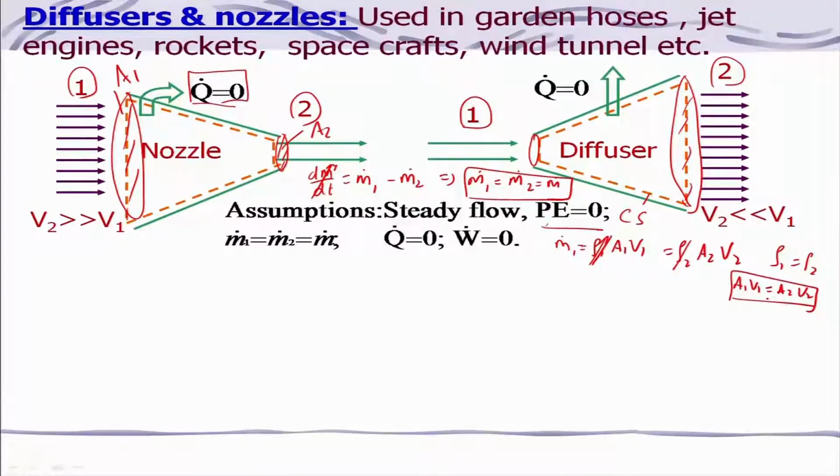If there is a decrease in the area, A 2 is decreased. So, what will happen? V 2 will increase. If A 2 is decreasing, V 2 will increase. Therefore, you are getting higher velocity in case of a nozzle, and the diffuser is just the opposite. Okay. So, now if you look at assumption wise, we have assumed that the change in potential energy is 0.